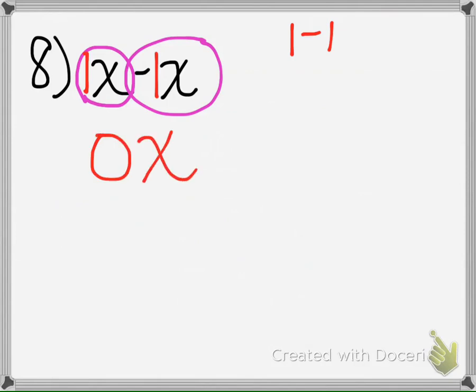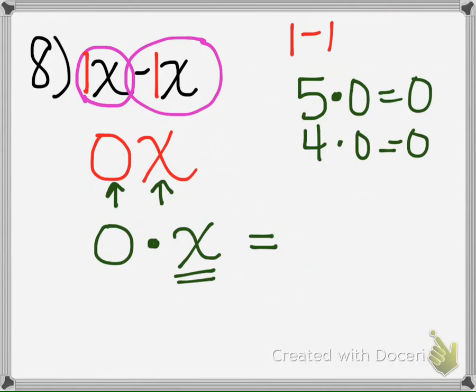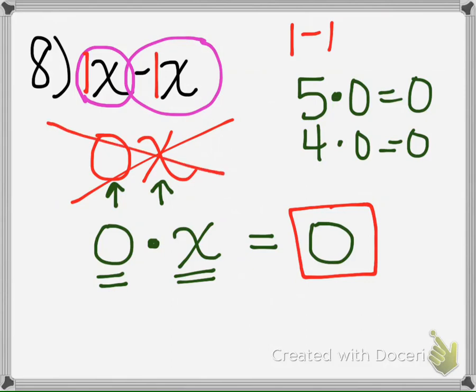And then that can be further simplified because when you have a number next to a variable, that means 0 times x. And we know that any number, like 5 times 0 is 0. 4 times 0 is 0. So any number, because x represents a number, anything times 0 always equals 0. So our final answer is just 0. So we don't want to write it as 0x because that's not completely simplified, because 0x is 0.